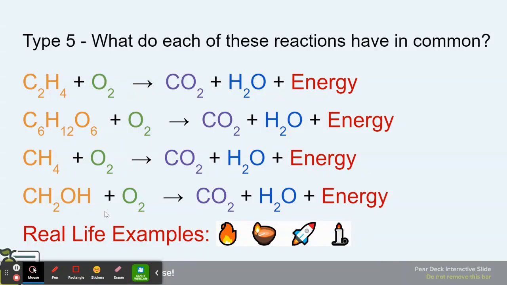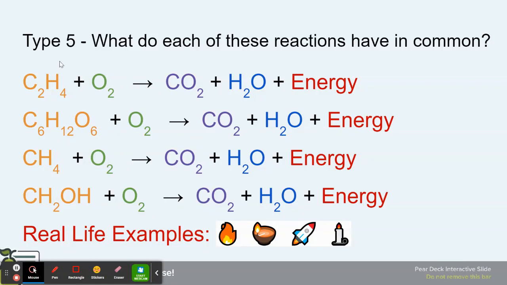All right, last time for a brainstorm. Now this one, there's some real life examples at the bottom. So I want you to take a look at this and think about what do these all have in common. This is our last type. Okay, so you're going to notice for this type, this is called a combustion reaction. Now, when we think of the word combustion, we should be thinking of things combusting, things catching on fire, because most combustion reactions have fire involved.